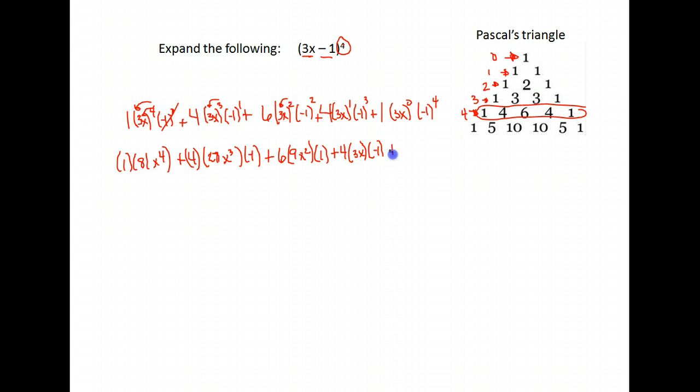Alright, then we get down here. We have 1 times anything to the 0 power is just 1, and then negative 1 to the 4th power is 1. Okay, let's multiply now. 1 times 81 is just 81, x to the 4th. Here, 4 times 27 is 108.